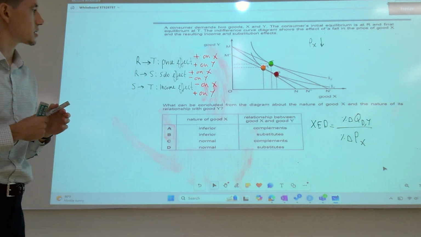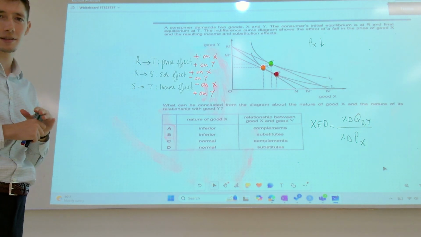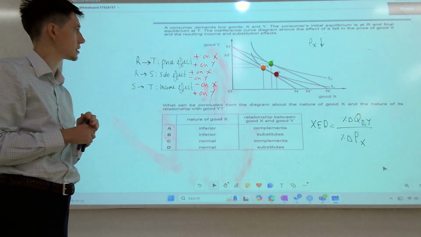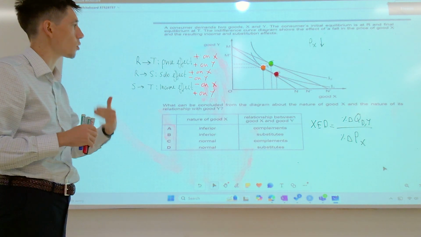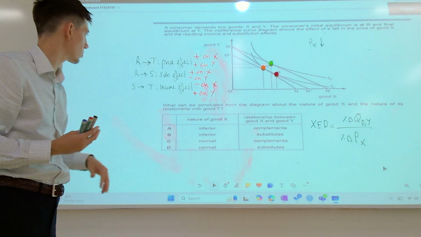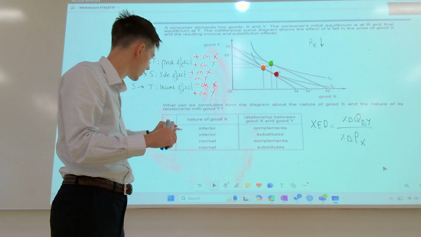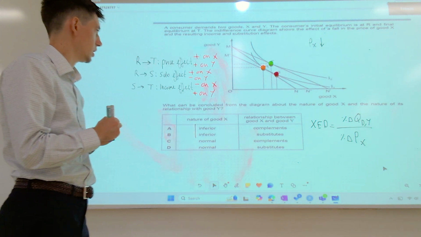Okay, so that straight away tells us that good X is in fact an inferior good in this situation, doesn't it? Because the fall in the price of X makes you richer in real terms, but the income effect on X is negative, meaning that good X is in fact inferior.